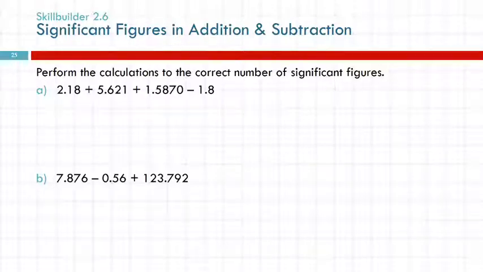Okay, so my calculator is giving me 7.488. How should I round that? One decimal place. So we look at the numbers that we were adding and subtracting: 2, 3, 4, 1 decimal place. So I'm going to keep 1 decimal place. And the next digit is an 8, so I round this up to 7.5.